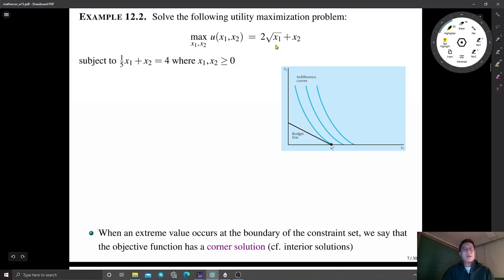Okay. And then the price of good 1 is given by 20 cents, so 1 over 5. And the price of good 2 is $1. And then the consumer has $4, so the budget constraint can be written this way. Okay, so total expenditure for consuming x1 units of good 1 and x2 units of good 2, whatever.